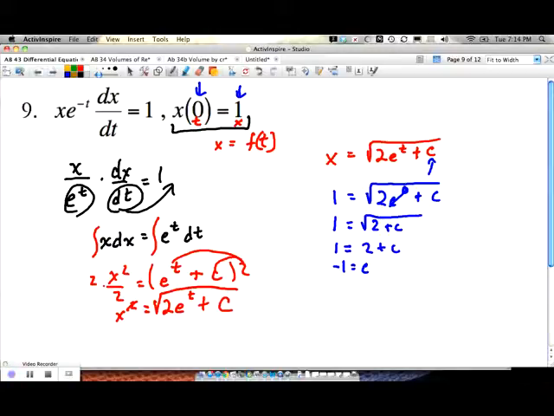So then that helps me to replace this c with negative 1. So x equals a function of t. And that function is the radical 2 times e to the t minus 1. There's my constant right there. Let's try another one kind of like that.